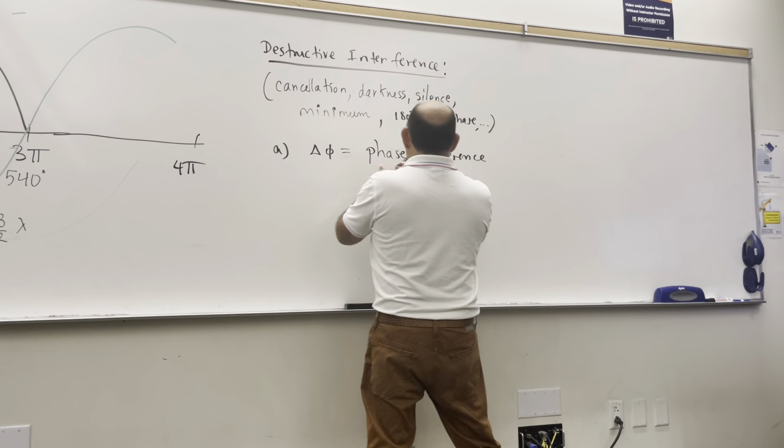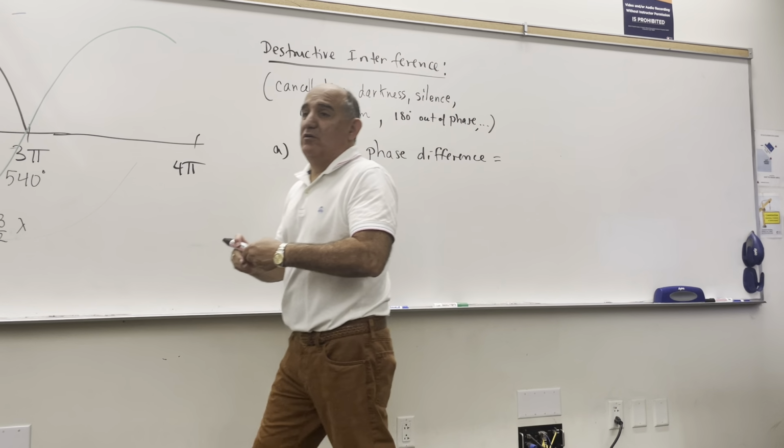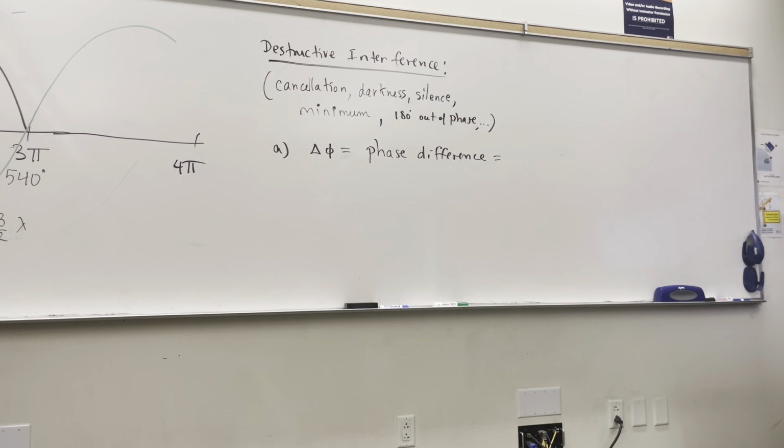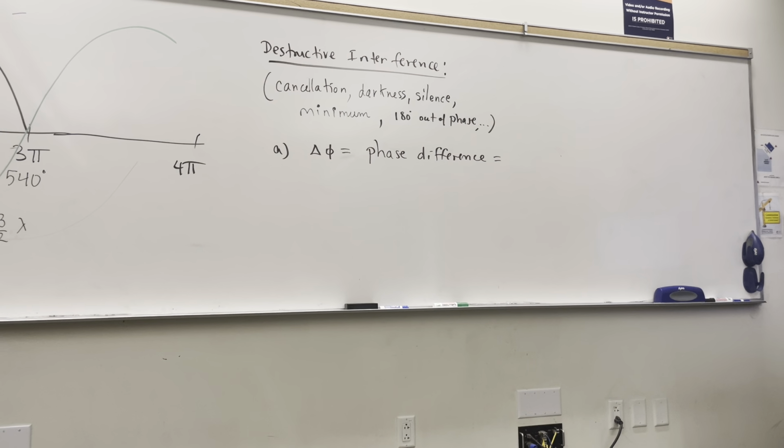And phase difference refers to an angle, either in radians or degrees. So if I'm interfering the black wave with another wave, where would the other wave have to start, or by how much of a phase should it differ from the one in black so that you get cancellation? 180 degrees. Pi, or 180 degrees.